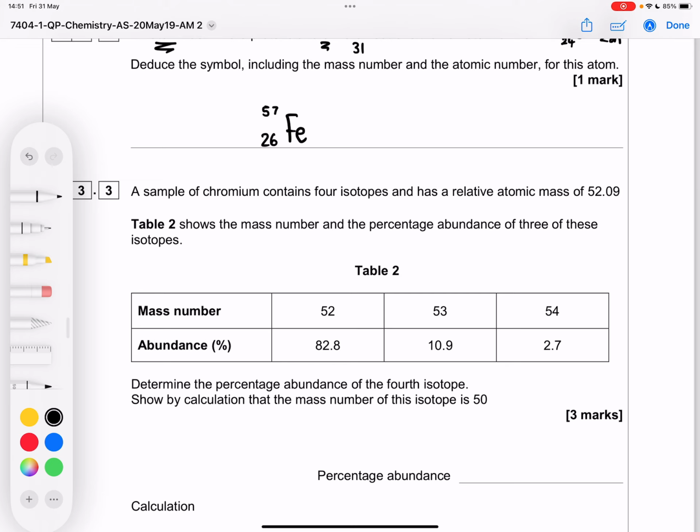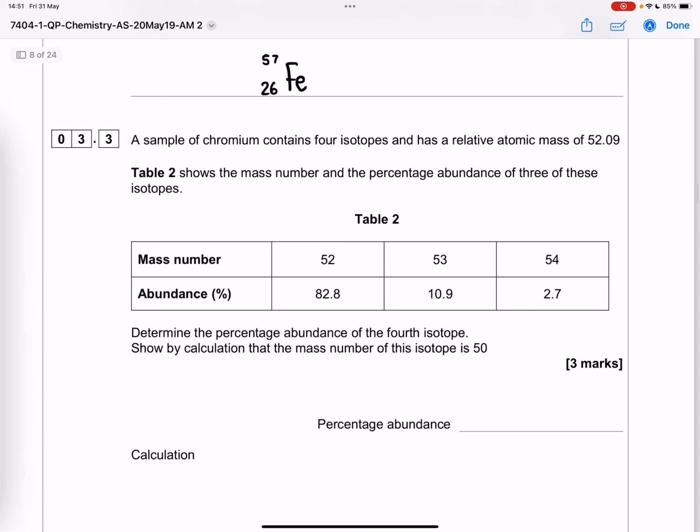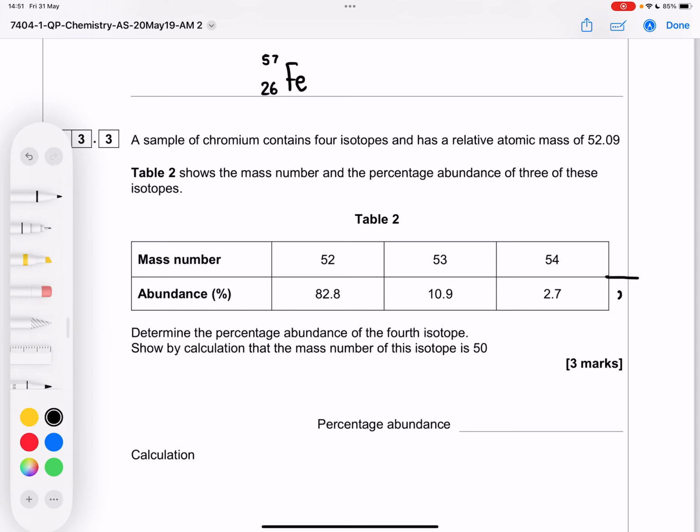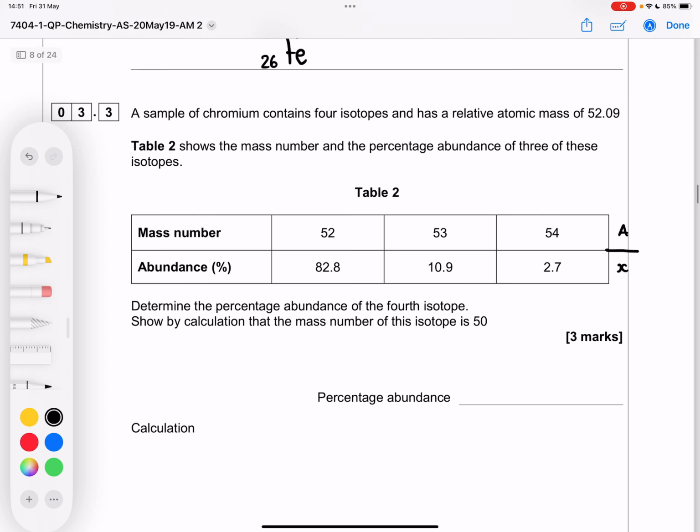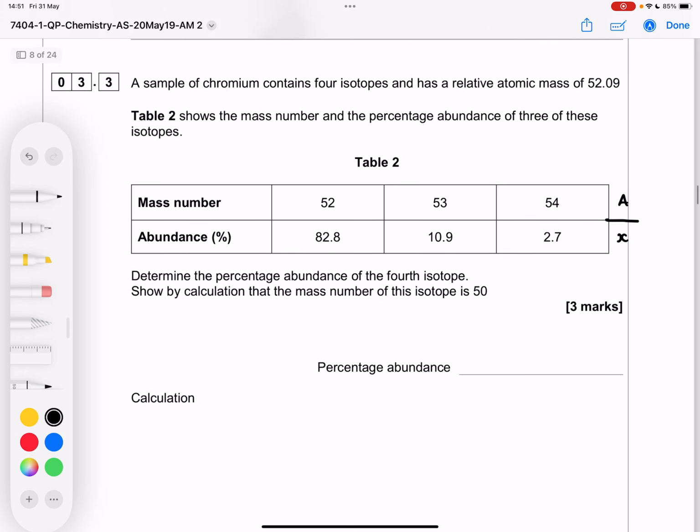Okay, a sample of chromium contains 4 isotopes. Determine the percentage abundance of the 4th isotope. So there's another isotope here with an abundance of x and a mass number, let's just call it A for now. Now remember that percentages add up to 100. So if we do 100, subtract what we've got, we'll see what we've got left. So we do that on our calculator, and I've got 3.6% left. So the percentages have to add up to 100.